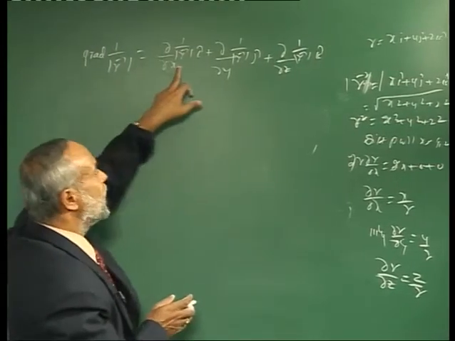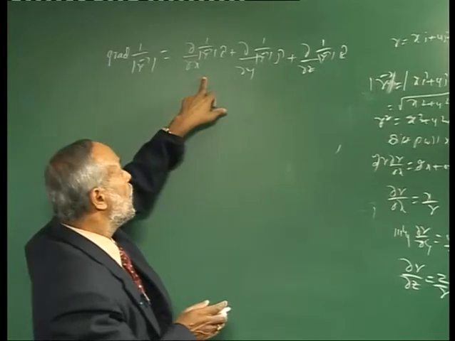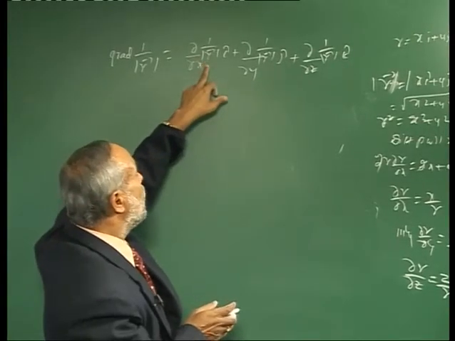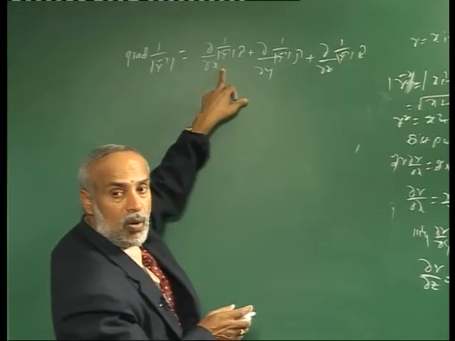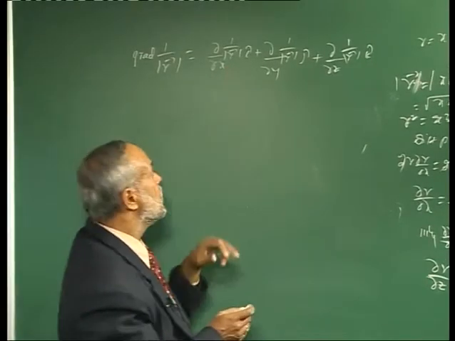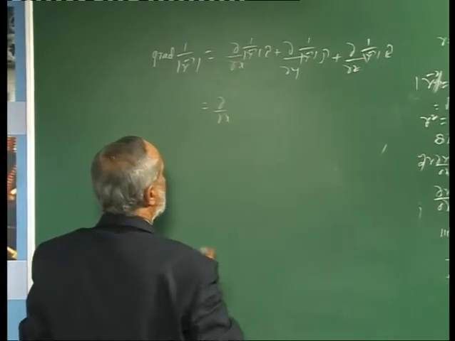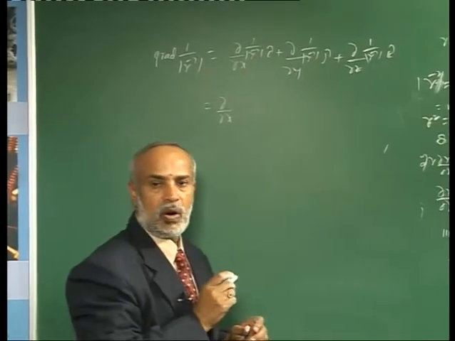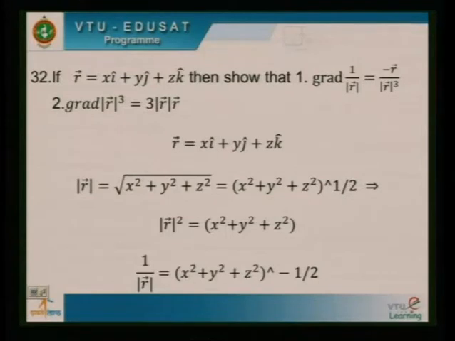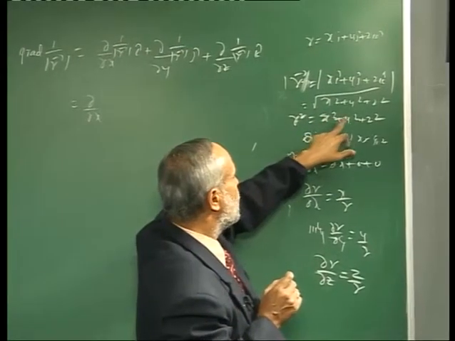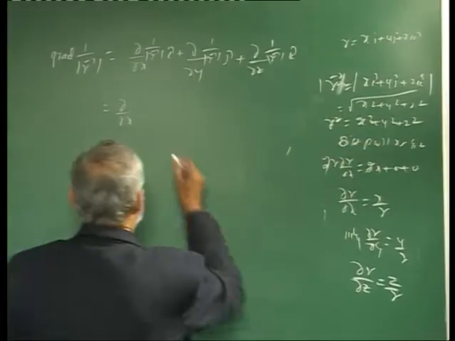Then after getting this, now you come to here, then gradient of 1 by modulus of r vector, means you can differentiate partially with respect to x. Before differentiating, what do you get? 1 by modulus of r vector is equal to dou by dou x of modulus of r vector. What is modulus of r vector? See here, modulus of r vector is square root of x square plus y square plus z square.